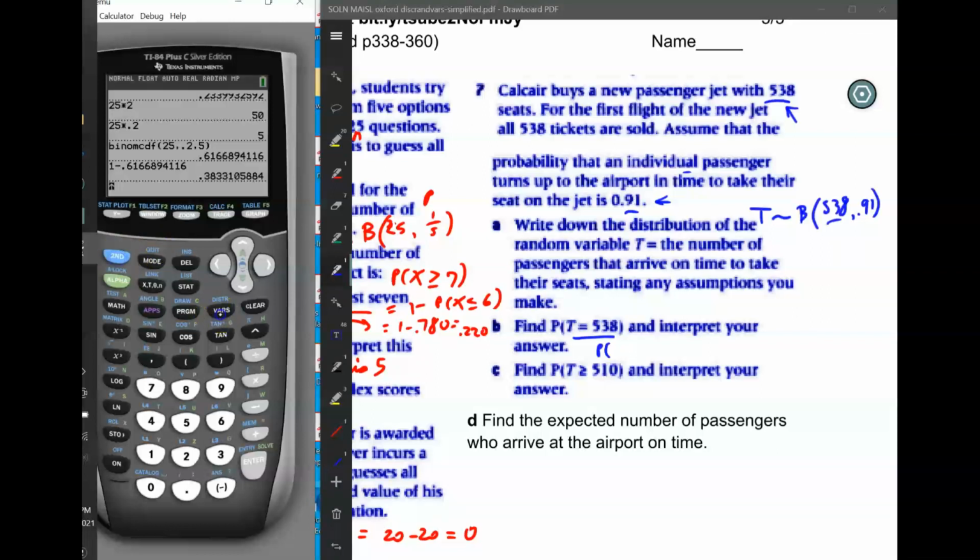And would you use PDF or CDF? Well, in this case, we're looking for exactly 538, so we would use PDF. So let's go to binomial PDF, and then we'll put 538 for our trials, because there's 538 seats. We'll put 0.91, because that's the probability that one person is going to show up. And then, oops.